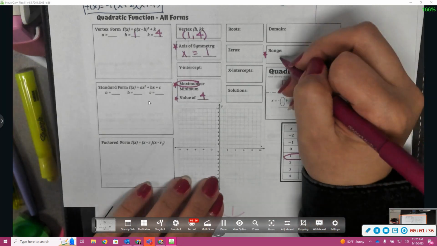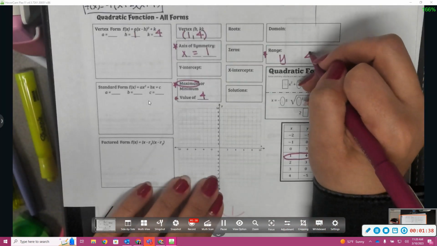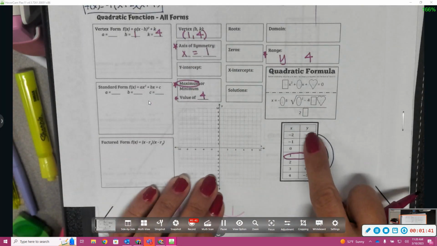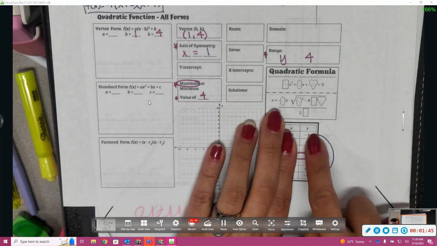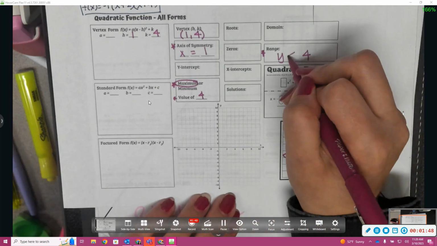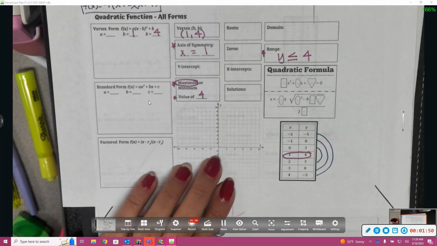And lastly, my range. Again, we are comparing it to the 4. All of the other values of y, when compared to 4, are smaller than 4, so they are less than or equal to 4.